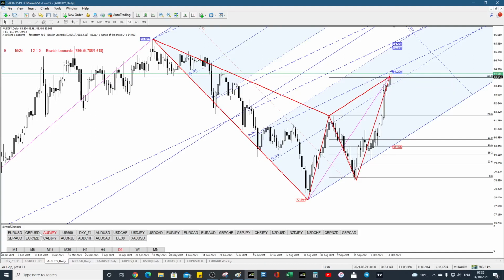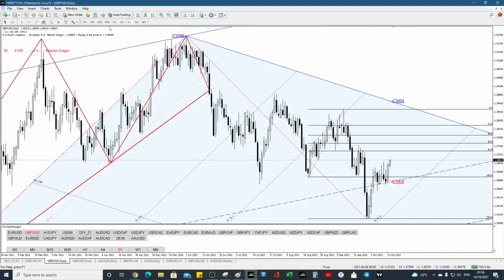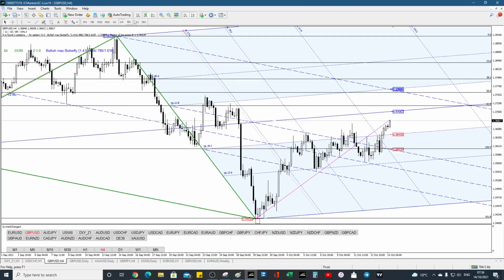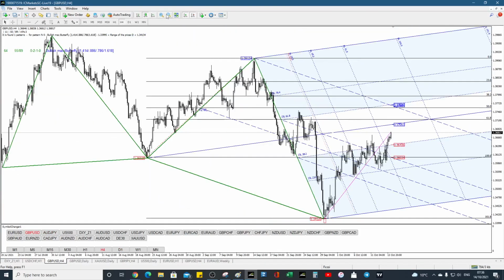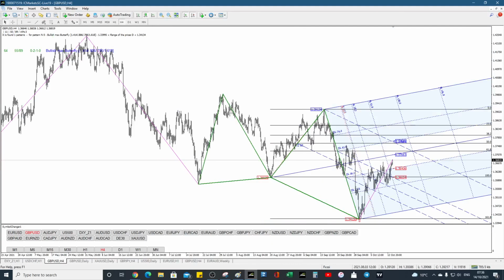And I'll give you a good example for the pound USD on H4. Zoom out, and so we can just see X, A, B, C, D, and so that's the BC and the 161.8. So that's that. And hopefully it was a good video. Hopefully it wasn't too confusing.